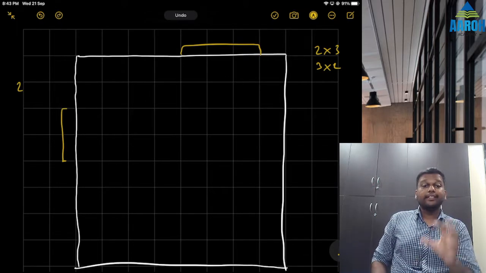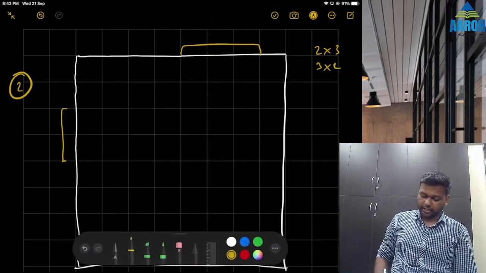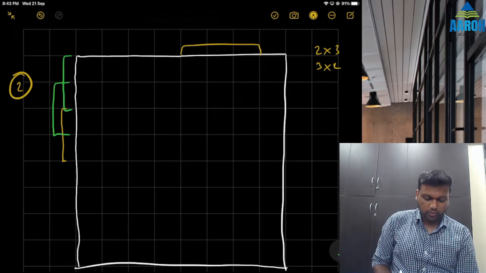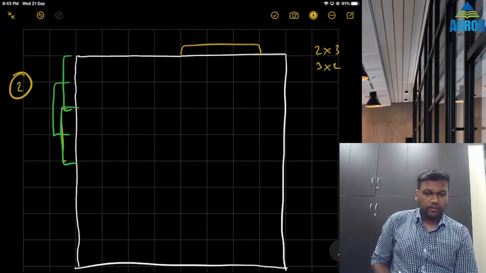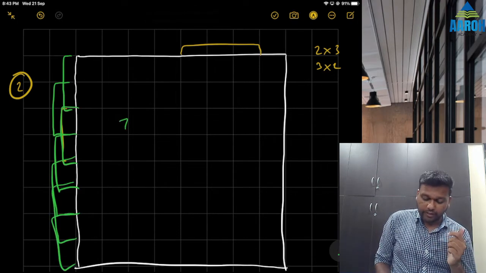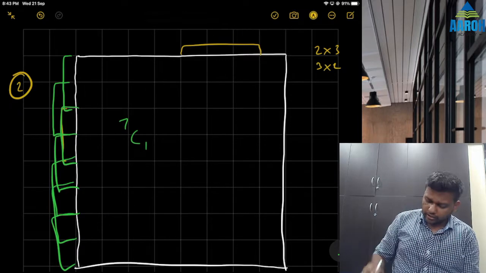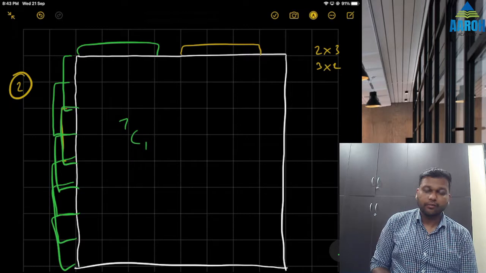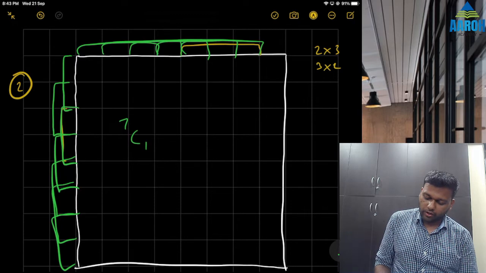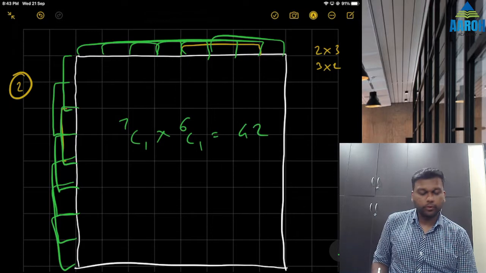Let's see how many ways there are to select two adjacent squares. We can select 1 and 2, or these two, 3, or these two, 4, 5, 6, 7. So there are 7 ways, out of which we select any one, so that we get a height of 2. Similarly for the width: 1, we can select these 3, or 2, these 3, or 3, 4, 5, 6. That means we have 6C1 ways. That is 7 into 6, 42.